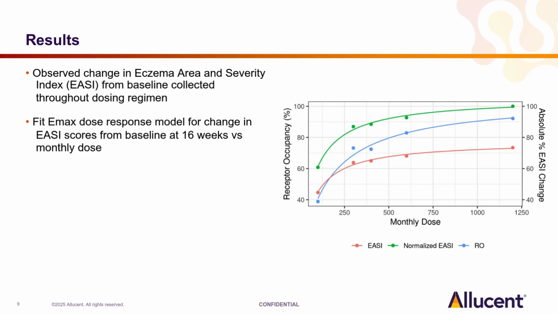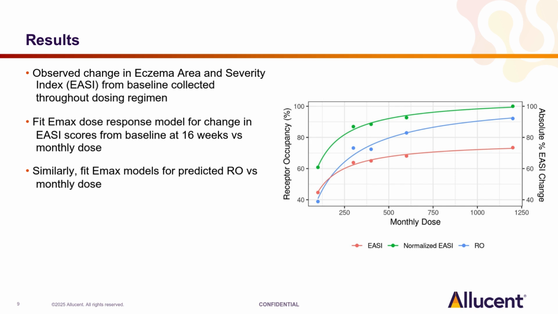So there were 5 monthly doses ranging from 100 milligrams subcutaneously once a month, all the way up to 300 milligrams subcutaneous every week. And we multiplied those by 4, and we said that was the monthly dose. Similarly, we fit Emax models for the predicted receptor occupancy versus the monthly dose, and just compared. Just look at the curves, see what they look like.